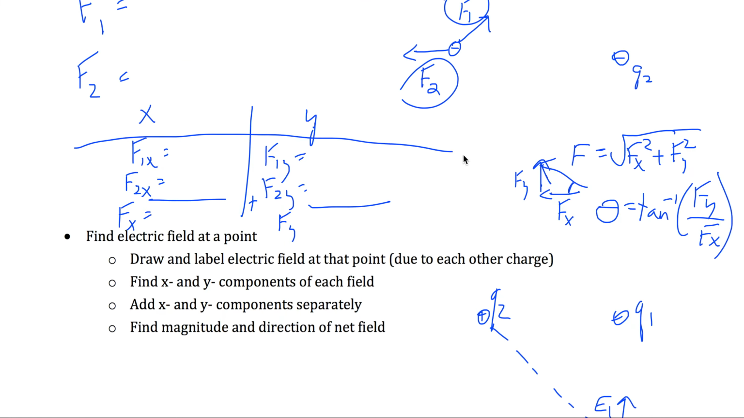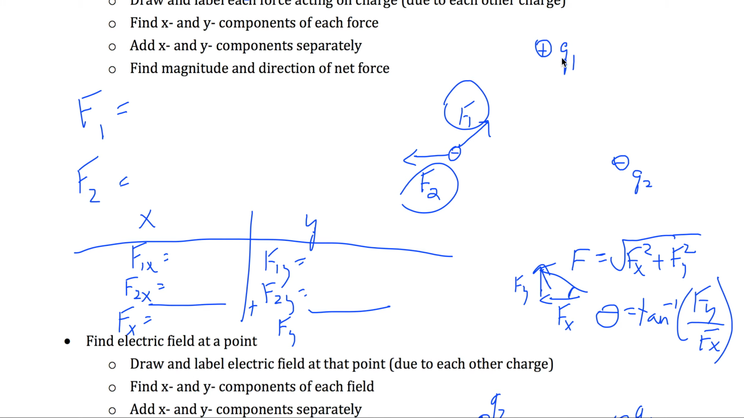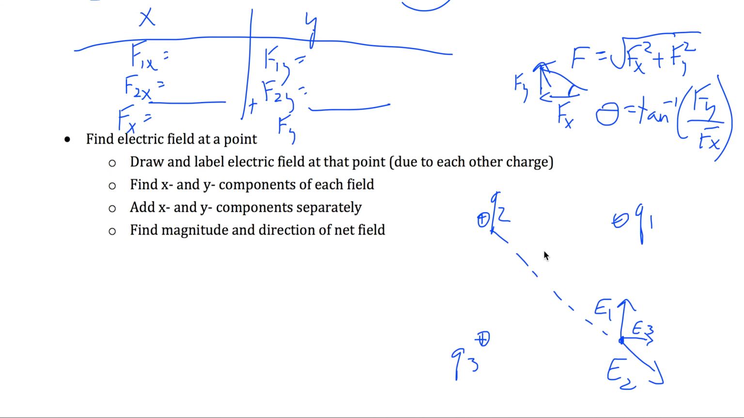So it's very similar to this, but here you're looking at, are the charges like charges or opposite charges, and that tells you which way the force goes. Here you're looking at, was the charge producing the field positive or negative? And that tells you which way the field goes at this point. Once you've done this, then the process is exactly the same as right here.